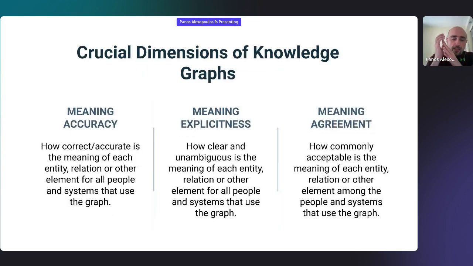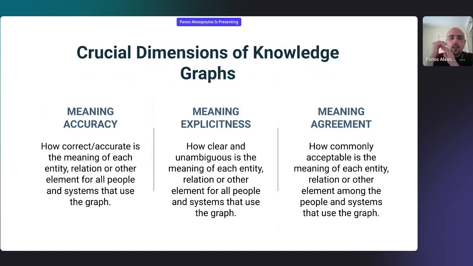However, as I said, these are important dimensions, but not so much defining. What, in my view, is crucial for a knowledge graph is to have three things. The first is accuracy of meaning. That is, the meaning of every assertion in the knowledge graph should be accurate for all people and systems that use the graph. The second thing is that the meaning of the elements of the graph should be explicit.